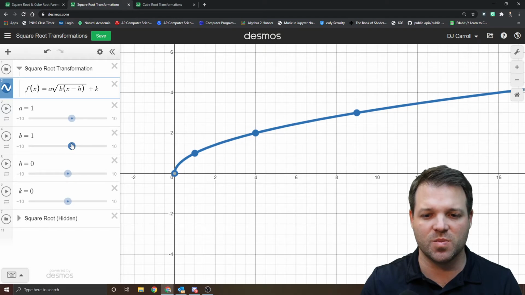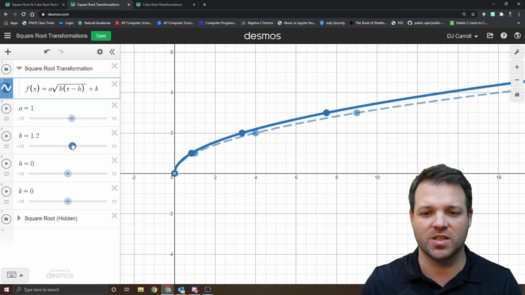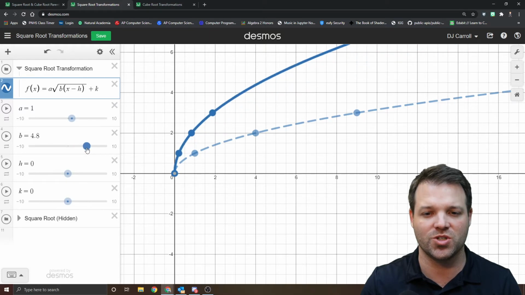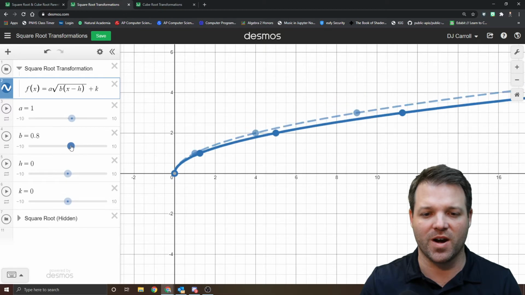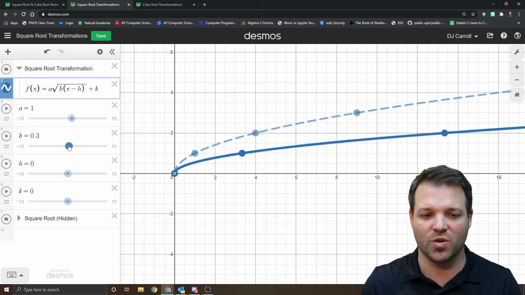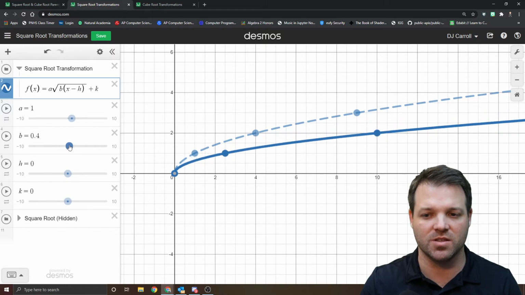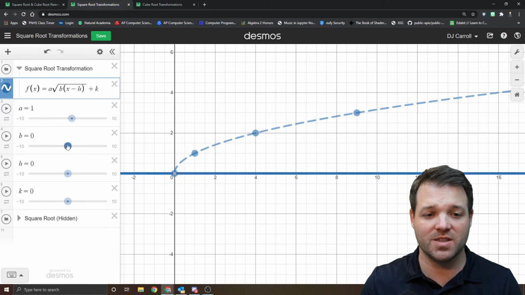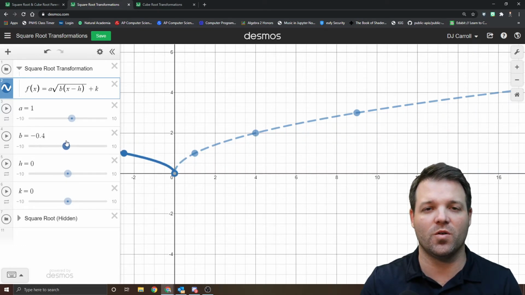As I increase b, you're going to see this horizontally compress, get closer and closer and closer, these points. You can see them getting pushed in to the y there. And as b becomes a fraction, 0.7, 0.5, 0.4, 0.3, you can see it's getting stretched horizontally. These points are moving away from the y-axis. And then if it's negative, then it actually flips it over the x-axis.